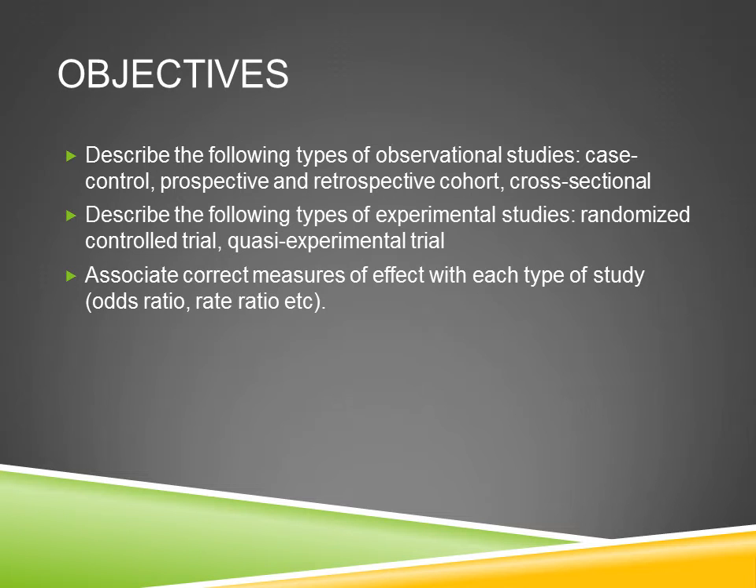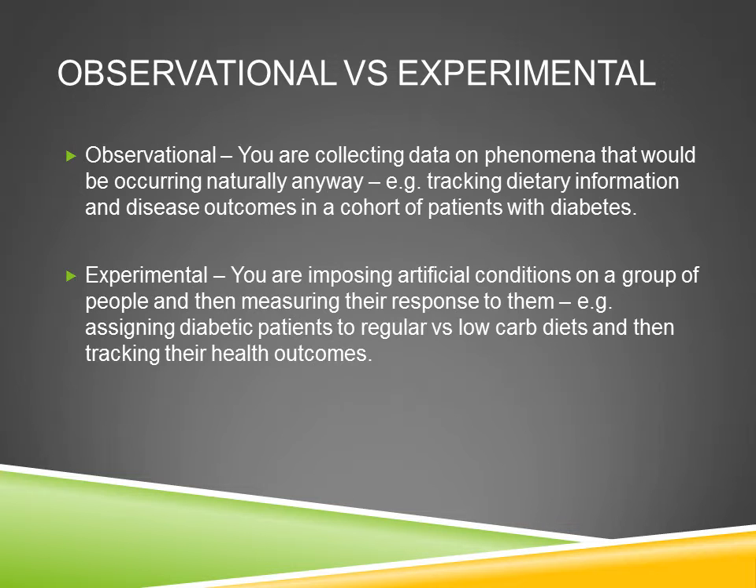We're going to review the following types of observational studies: case control studies, prospective and retrospective cohort studies, and cross-sectional studies. You should also be able to describe the following types of experimental studies after seeing this: randomized controlled trials and quasi-experimental trials. And we'll also talk about associating correct measures of effect with each type of study, for example, odds ratios and rate ratios. This information is also covered in, I think it's chapter 3 or 4 of your book, and it should correspond pretty closely with that chapter.